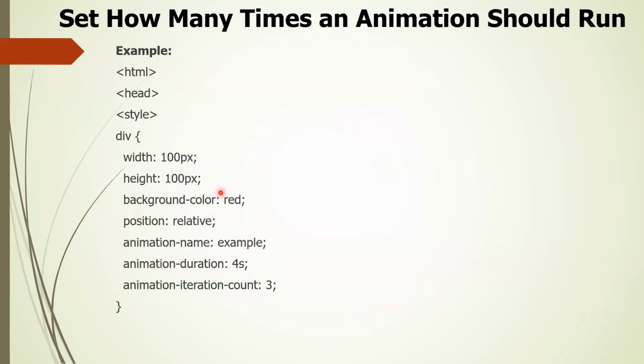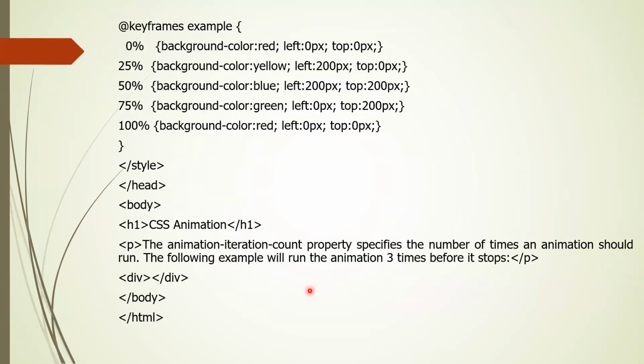Next example, we can make this animation repeat again and again. For this, we can use animation iteration count. Actually, in the previous example, only one time the box will be moving from left to right, right to bottom, bottom to left, again to the top. But here, we have given animation iteration count as 3. So 3 times the box will be rotated and finally it will come to its original location.